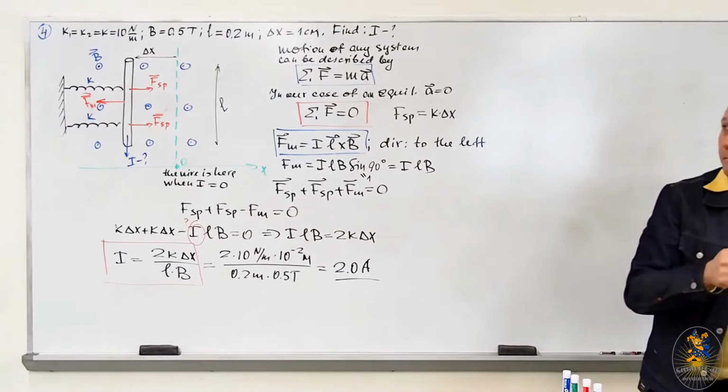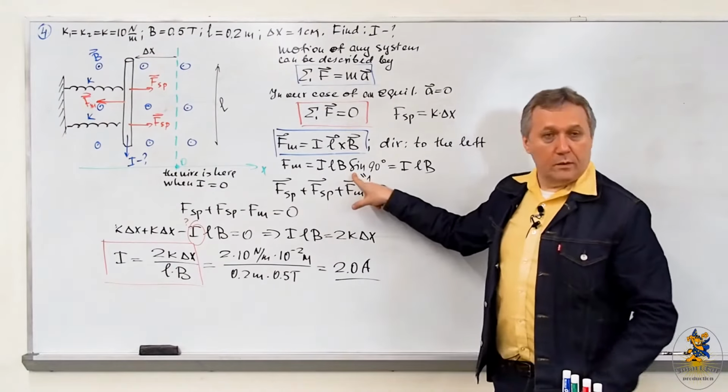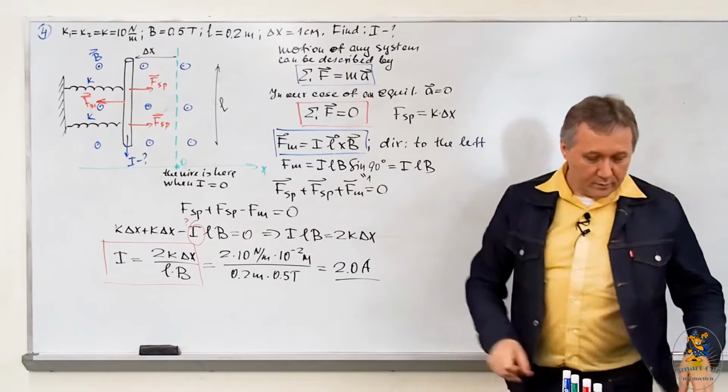Can you explain where the sine 90 comes from? Yeah. Okay, cross product.